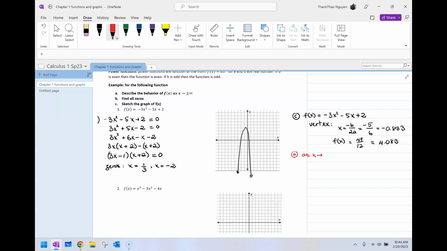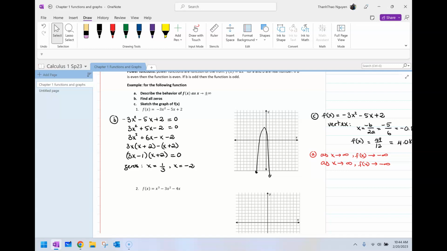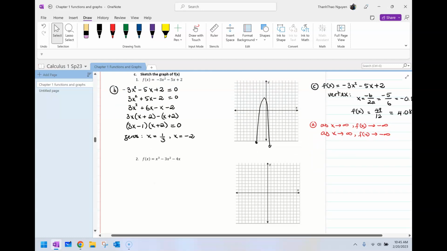As x approaches negative infinity, f of x approaches negative infinity. As x approaches positive infinity, f of x approaches negative infinity. This makes sense, right? One way we can see that is f of x is a quadratic equation, and we have a negative coefficient. So negative 3 means the graph opens downward. So as x goes to negative infinity, f of x goes to negative infinity, and the same for x going to positive infinity.